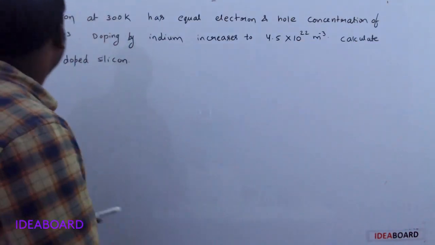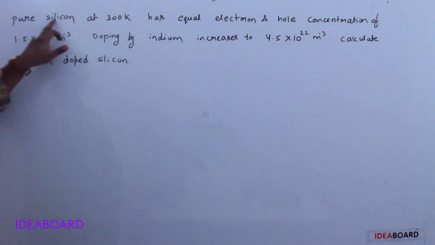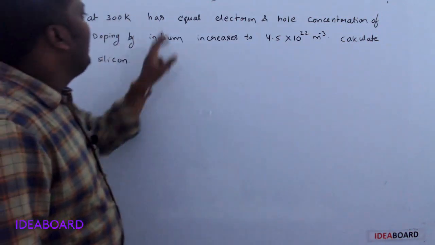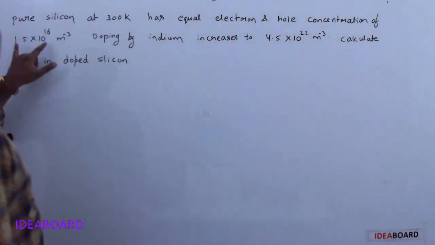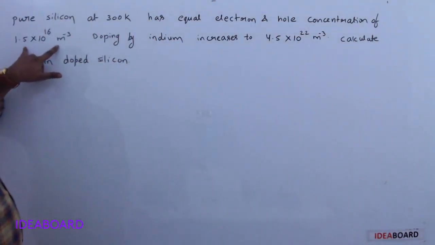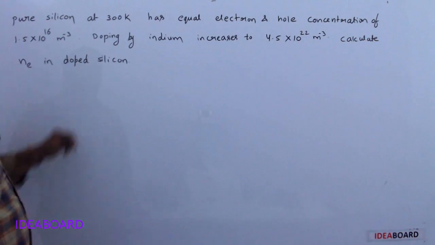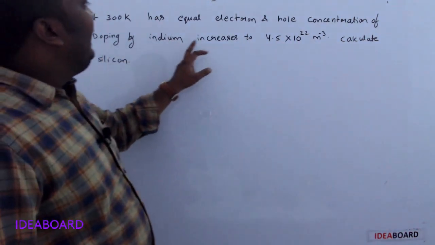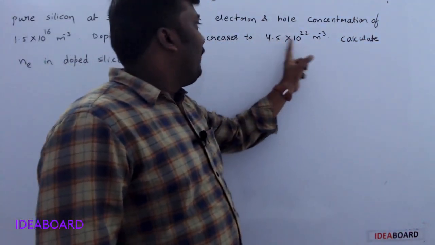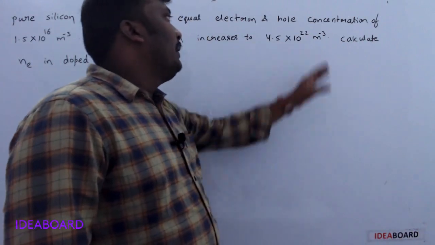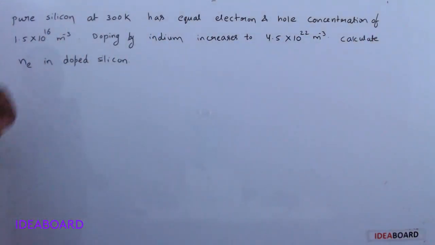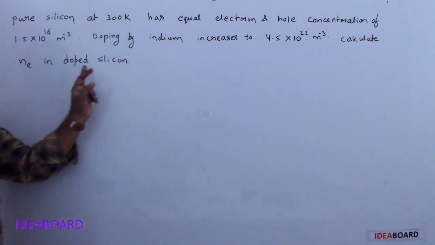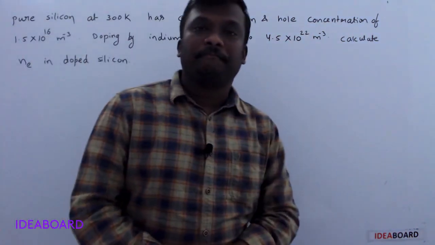So the next one: pure silicon at 300 Kelvin has equal electron and hole concentration, 1.5 × 10^16 per m^3. Doping by indium increases the hole concentration to 4.5 × 10^22 per meter cube. Calculate the electron concentration in the doped silicon.